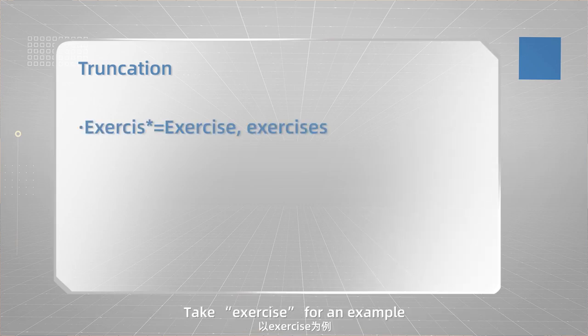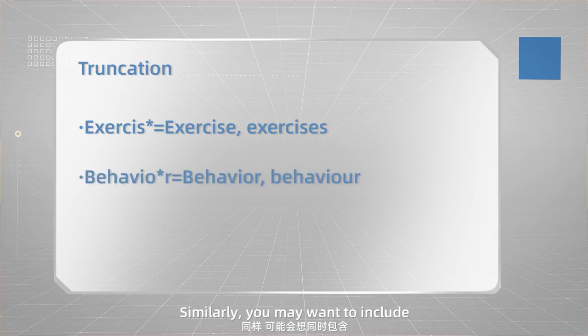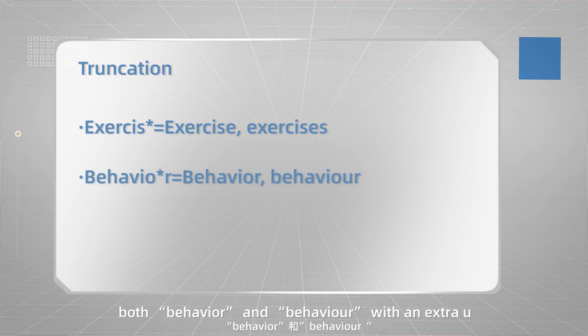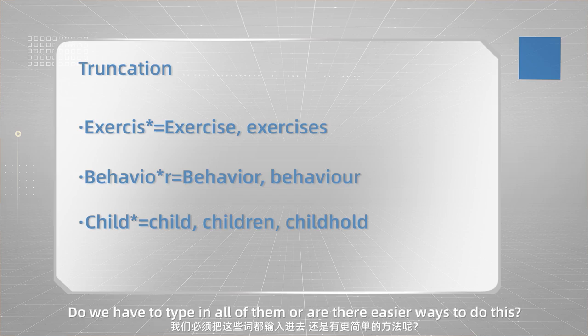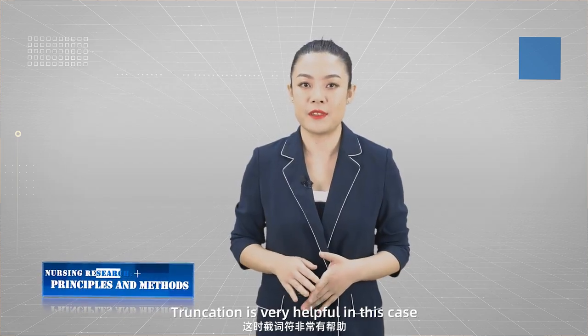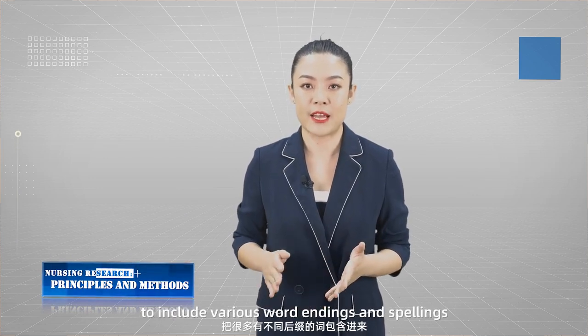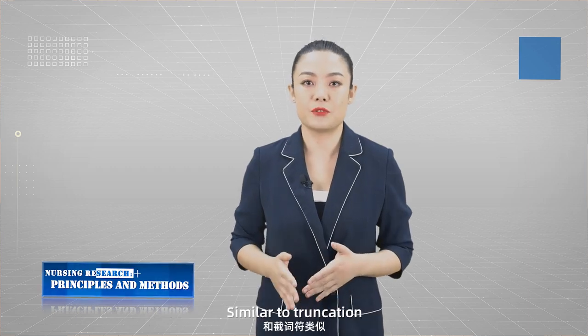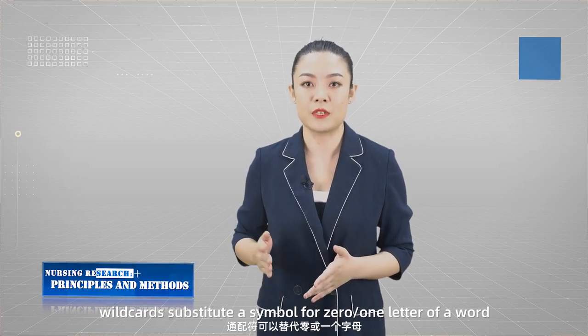Take exercise as an example. People may use exercise or exercises. Similarly, you may want to include both behavior and behaviour with an extra U. You may want to include both child and children and childhood. Do we have to type in all of them, or are there easier ways to do this? Truncation is very helpful in this case. It's a technique that broadens your search to include various word endings and spellings. Similar to truncation, wildcards substitute a symbol for 0 or 1 letter of a word.